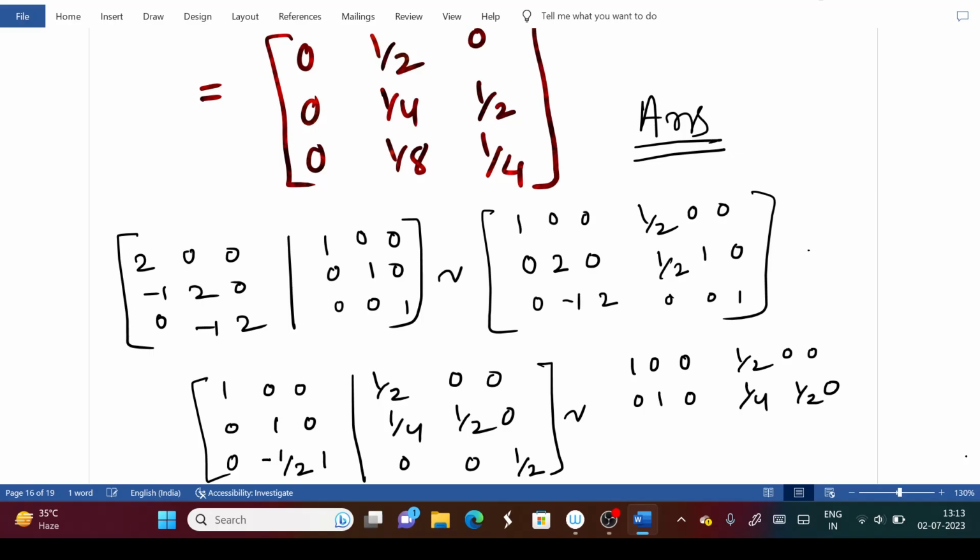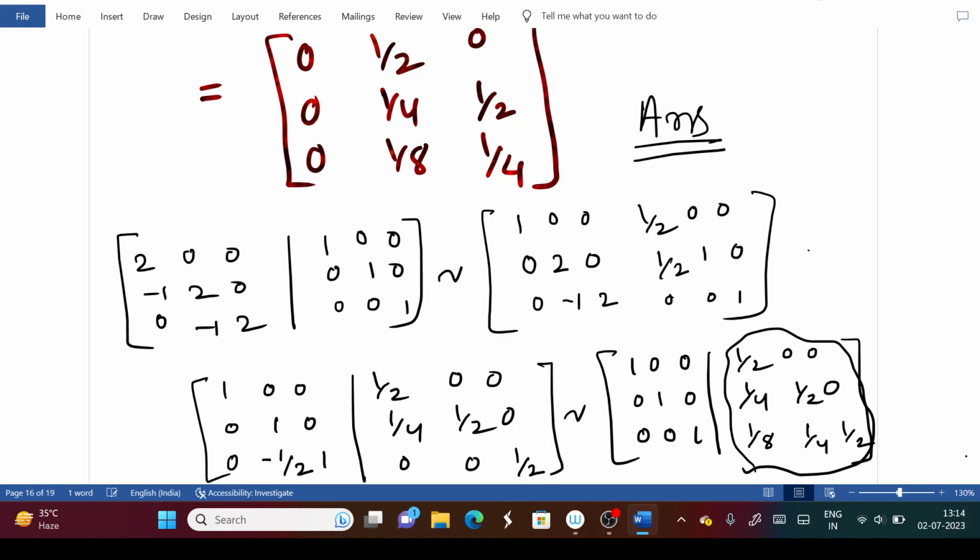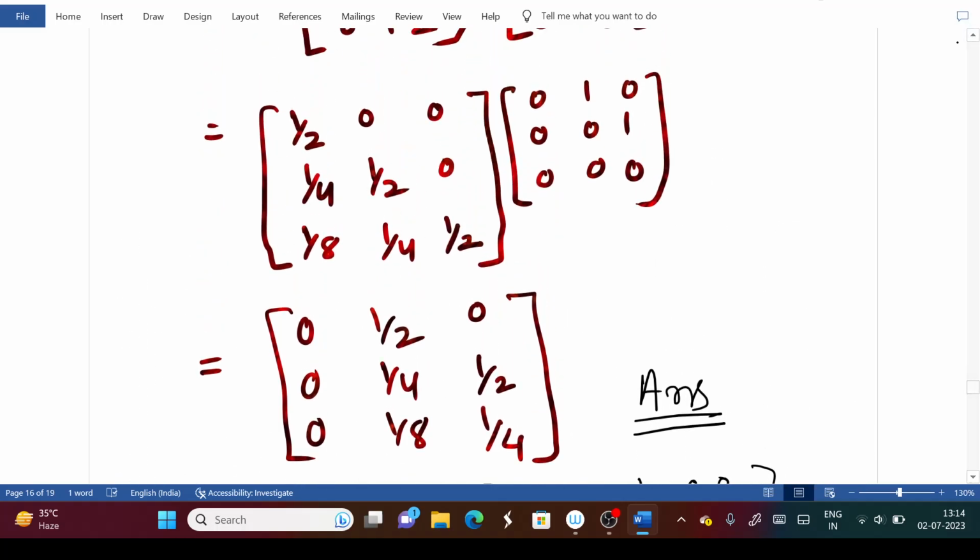Now we multiply the second row by half and add it to the third row. So it is 0, 0, 1, then 1 by 8, 1 by 4, and half. Okay, the correct answer is written. I was having confusion about the inverse, but this is the inverse which we substituted. Observe here: this is the inverse, so we have written it correctly.